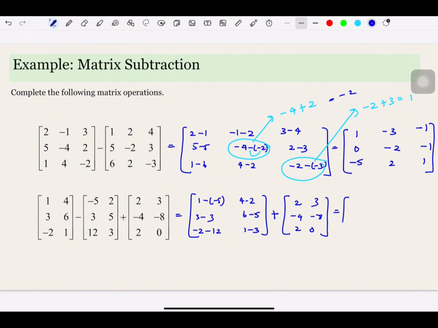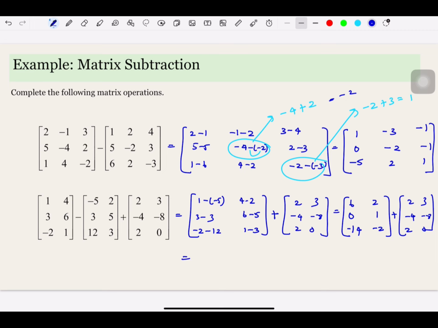And let's do the simplification. So this one over here, it's going to be a +5, and 1 plus 5, it's a 6. And this is going to be a 0. And this is 14, -14. And this is +2, 1, -2. And then you're going to have the other matrix, which is 2, 3, -4, -8, 2, 0.